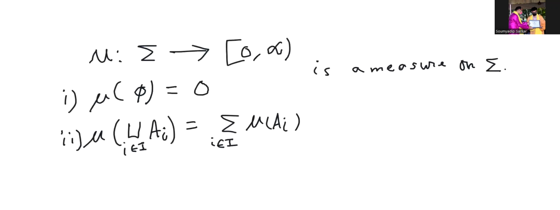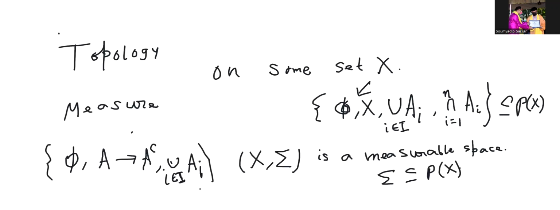And this X, sigma, mu, this triple denotes that I have a set X, and then I have chosen some particular subsets of X following these rules. Then we get a measurable space, and then to each member of sigma I attach a particular number. So basically I get a measure.